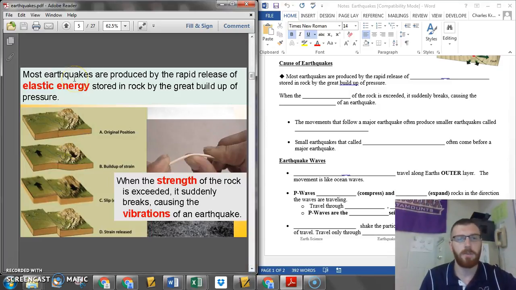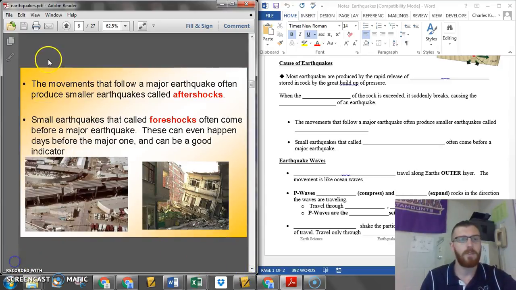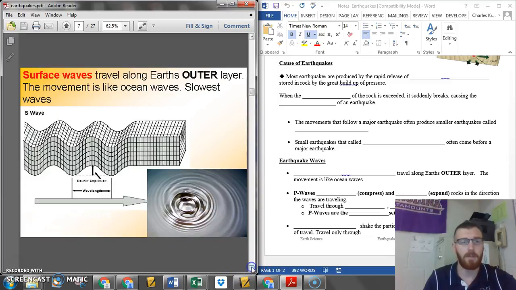Okay, so most earthquakes are produced by the rapid release of elastic energy. Think a rubber band here, same type of energy that's stored in rock by the great buildup of pressure. And when the strength of a rock is exceeded, which means it's maxed out, it suddenly breaks and causes the vibrations of an earthquake. There are also movements that come after earthquakes that we call aftershocks, and they're smaller earthquakes that happen after the larger initial one. Small earthquakes called foreshocks also happen before a major earthquake, and these can even happen days before a major one. It can be a good indicator that an earthquake is about to happen.